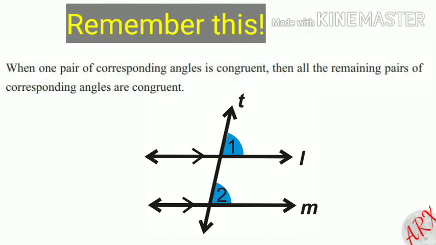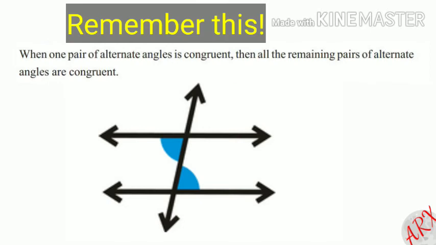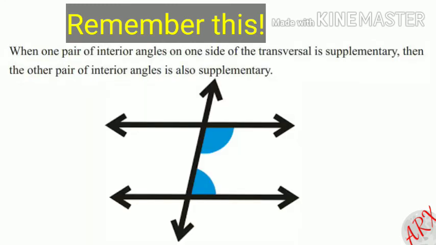Now remember these points. First, when a pair of corresponding angles is congruent, then all the remaining pairs of corresponding angles are congruent. Second, when one pair of alternate angles is congruent, then all remaining pairs of alternate angles are congruent. And third, when one pair of interior angles on one side of the transversal is supplementary, then the other pair of interior angles is also supplementary.